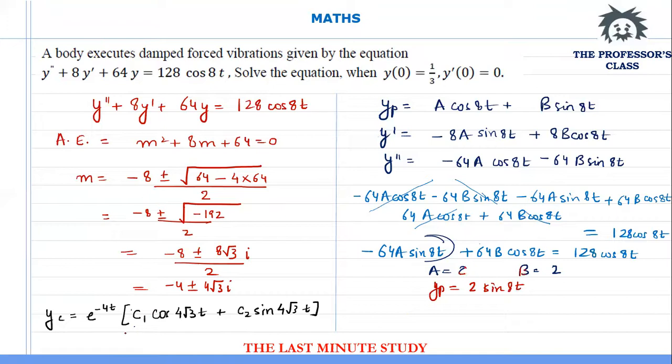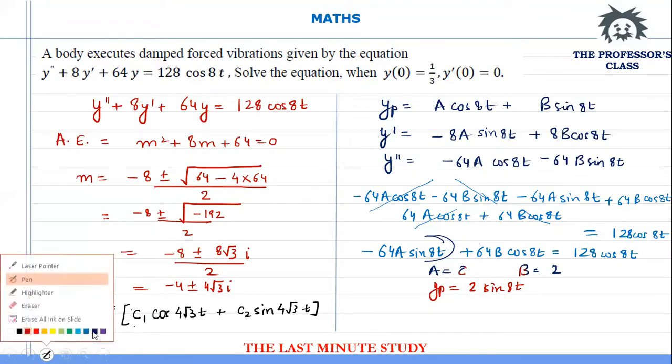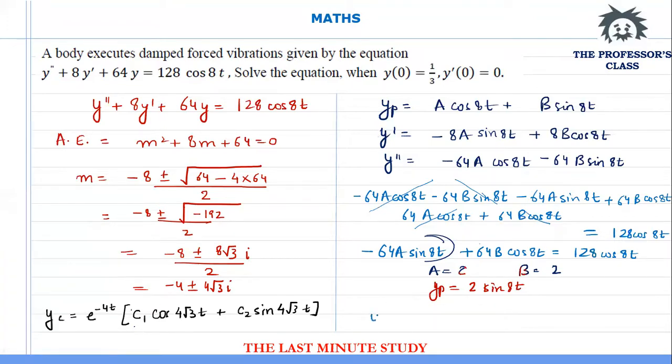So my final answer will be the summation of yp and yc. So y will be equal to e raised to the power minus 4t, c1 cos 4 root 3t plus c2 sin 4 root 3t, plus 2 sin 8t. So this will be my final answer.